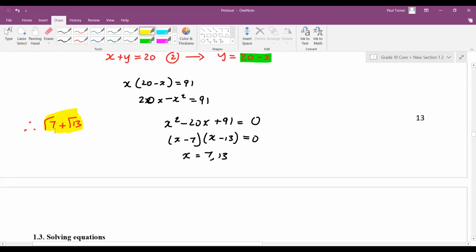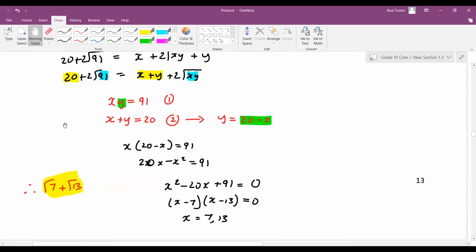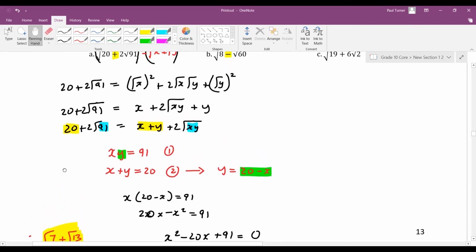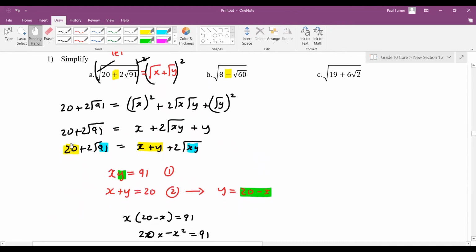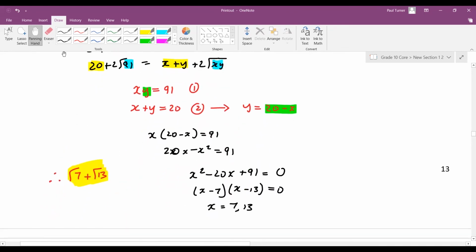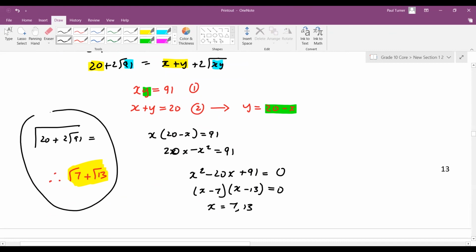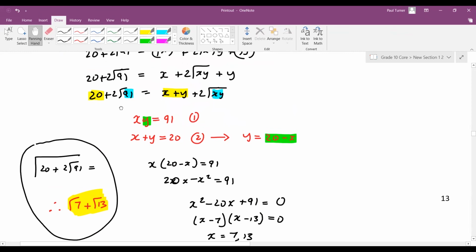And it's absurd, there are no whole numbers in the answer. So you could say, what was the original question? Root of 20 plus 2 root 91 equals this here. So that's one way you can do it. Not every question can be done like this, but it seems to be a common exam question here and there.